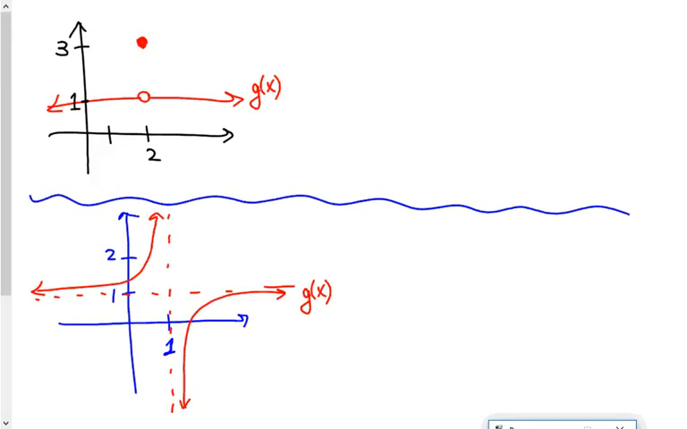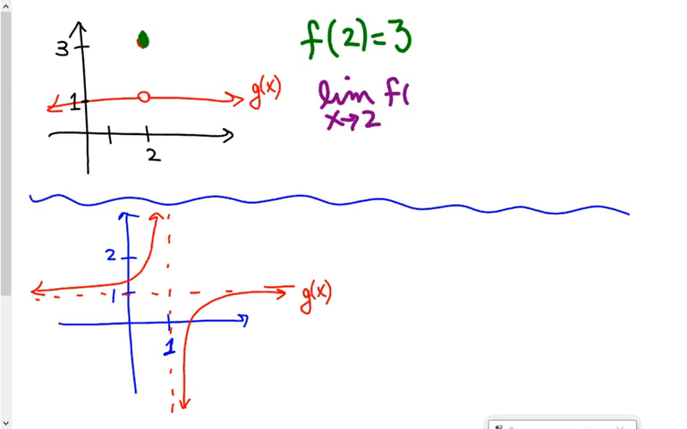Okay, on this one, the function exists. That's where the solid dot is. F of 2 is equal to 3. But if I did the limit as x approaches 2 of f of x, that's where is the road going. As I drive towards x equals 2 from the right, my y value goes to 1. As I drive towards x equals 2 from the left, my y value equals 1. So the limit is equal to 1. So in this one, both the limit and the function exist, but they're two different numbers.